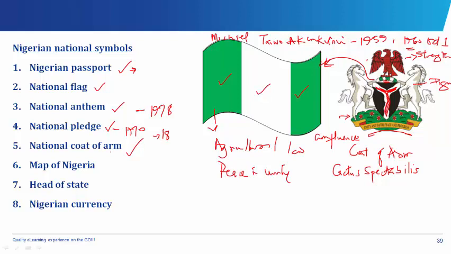Then also the map of Nigeria is also a national symbol and shows the various parts of the country with all the different states. How many states of the country? We have the 36 states of the country. Okay, it's a very important national symbol. Whenever it's seen, it reminds us of our country, Nigeria.